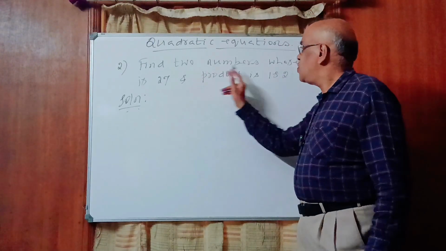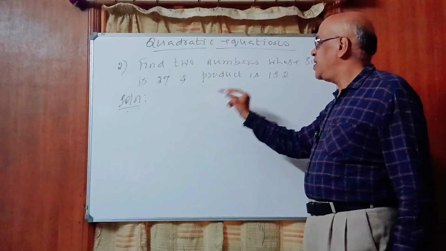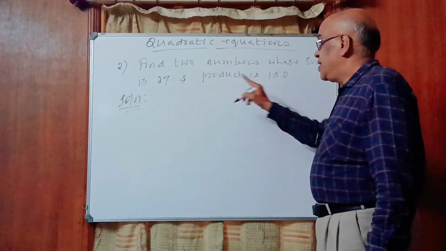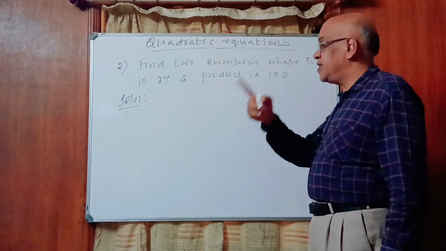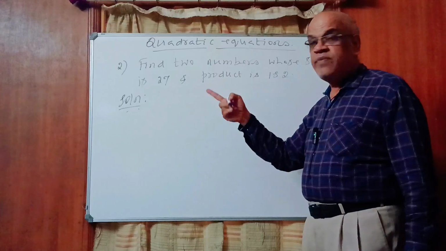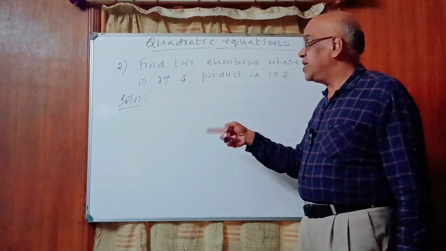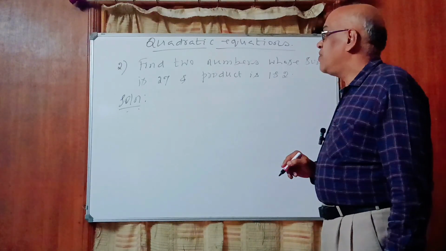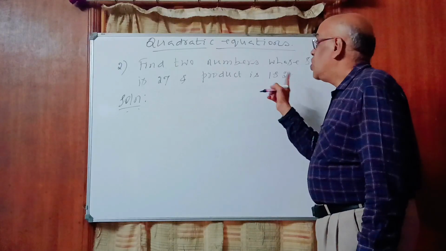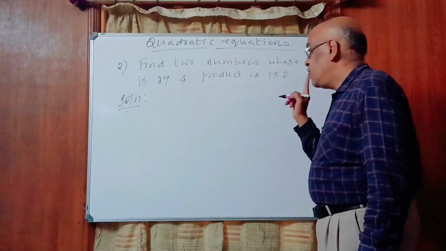Second sum, children. Find two numbers whose sum is 27 and product is 182. This is slightly different from the previous sum, children. Don't get confused. Previous sum, two consecutive positive integers. Here, the integers are not given, just two integers. Find two numbers whose sum is 27 and product is 182.